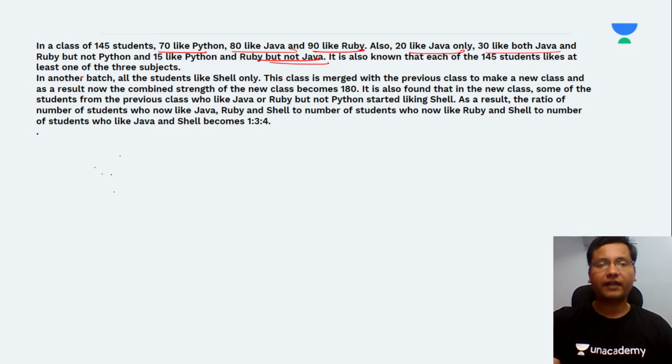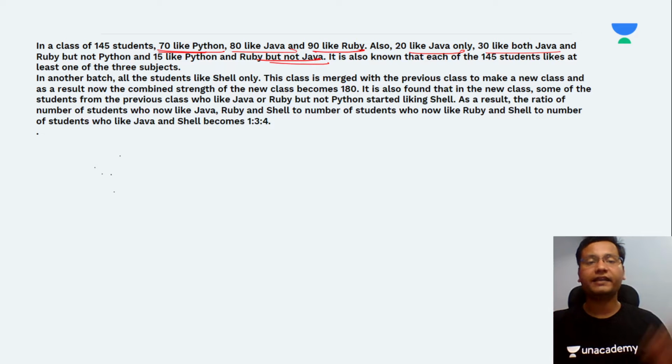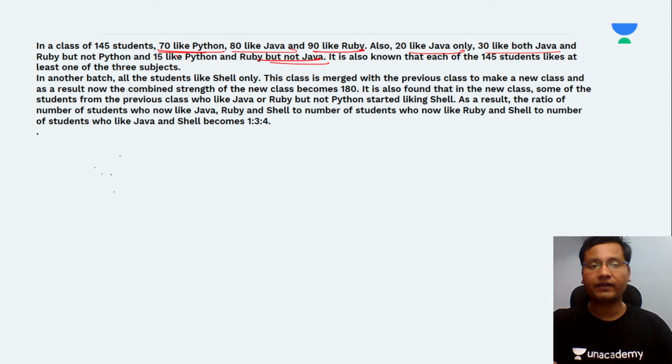So guys, in the class of 145 students, 70 like Python. So there are 70 students who like Python. That does not mean they like only Python. That does not mean all 70 students like only Python. If it is written that 70 like Python, there is a possibility that they can also like Java, they can also like Ruby. So until and unless only Java, only Python or only Ruby is written, you will not consider that they like only Java, Python or Ruby.